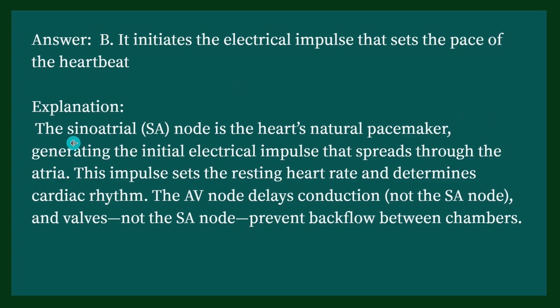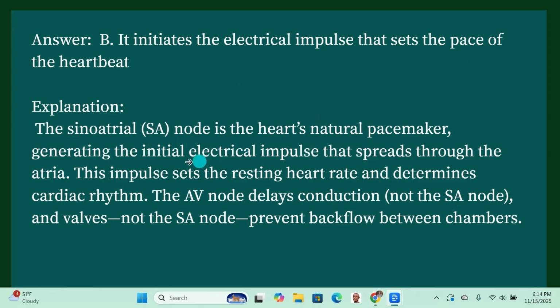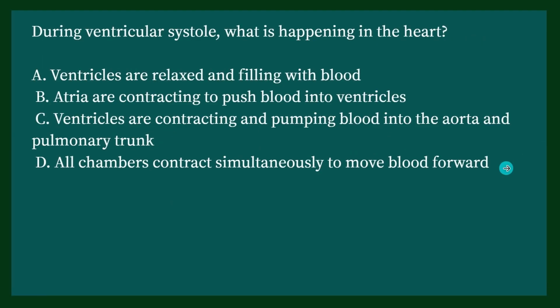The explanation: the sinoatrial node is the heart's natural pacemaker, generating the initial electrical impulse that spreads through the atria. This impulse sets the resting heart rate and determines cardiac rhythm. The AV node delays conduction, and valves, not the SA node, prevent backflow between chambers.